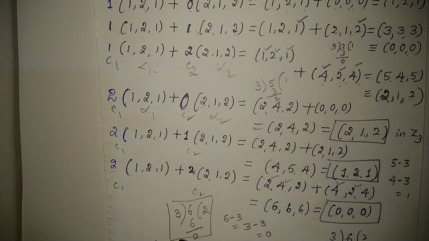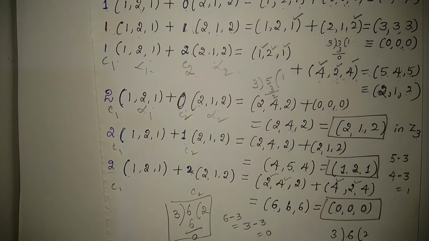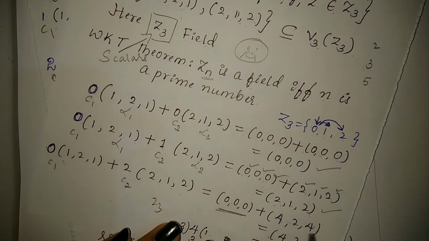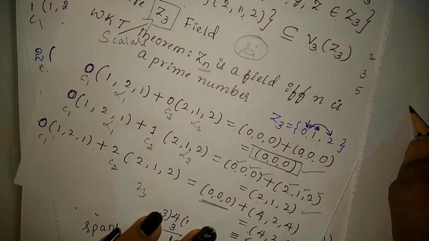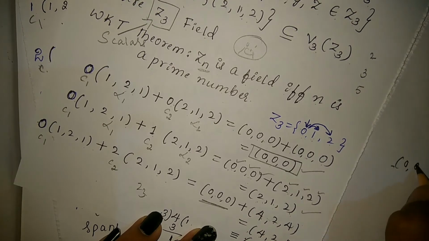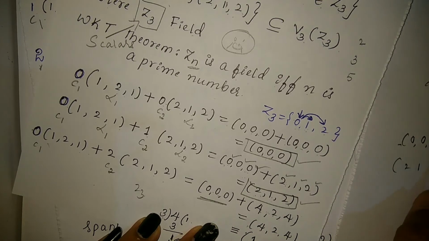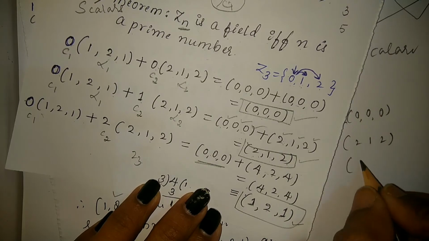So in all possible cases, meaning 0 with 0, 0 with 1, 0 with 2, 1 with 0, 1 with 1, 1 with 2, 2 with 0, 2 with 1, 2 with 2. In the previous sheet, I get 0 0 0. So here I am taking the triplet 0 0 0. Then 2 1 2. Next is 1 2 1.